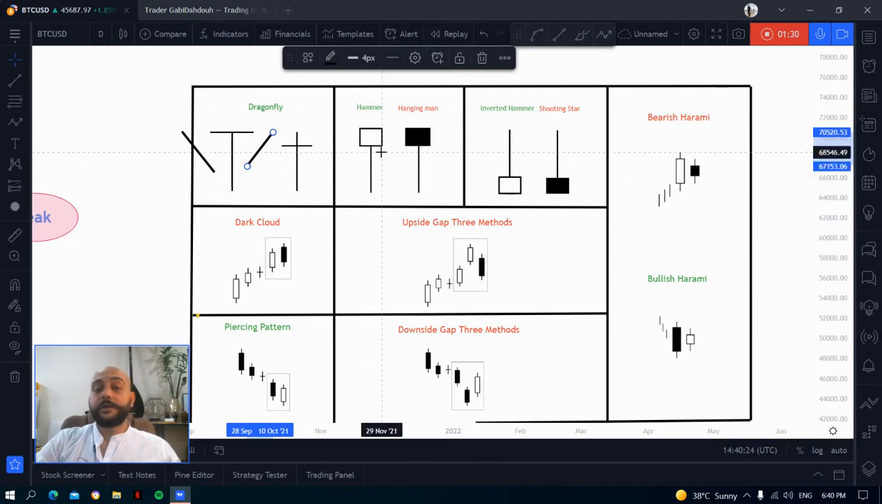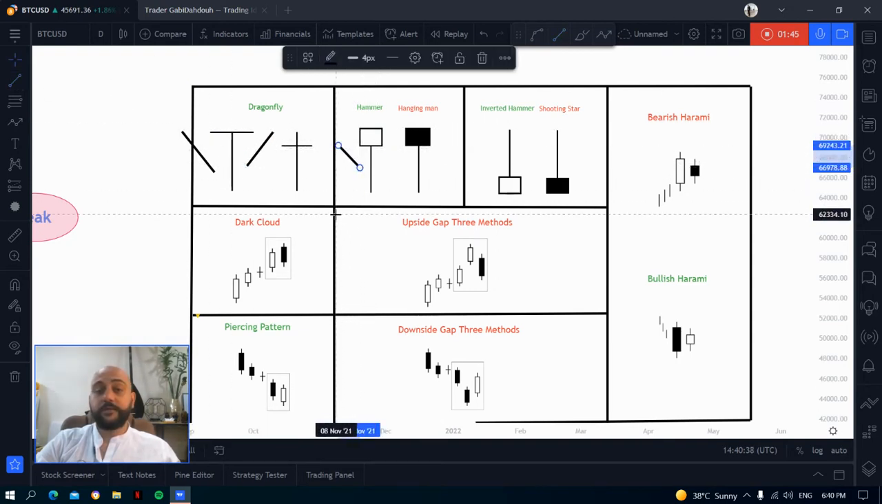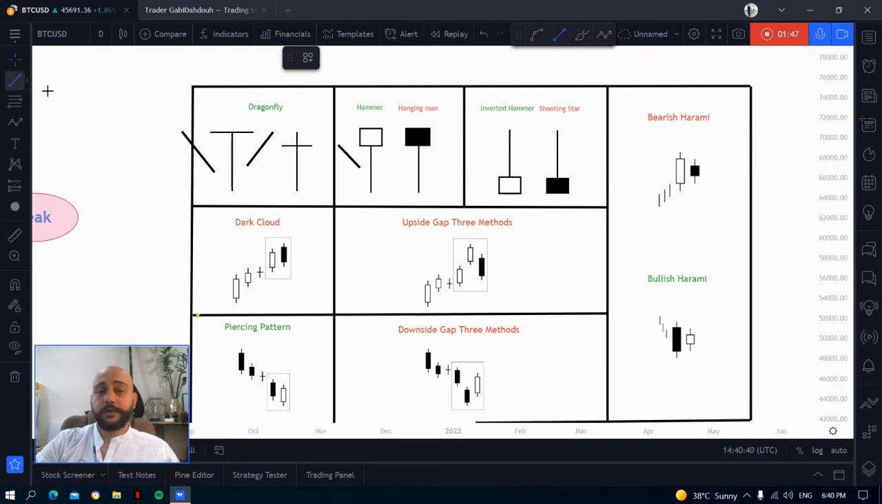Hammer is called a hammer because it represents a hammer. So, for example, this is the head, this is the handle, and it's a bullish sign. So, if you see green here, it means bullish. If you see red, it means it's bearish. So, it's the same as the dragonfly. The market is dropping down, and we see this pattern. It could indicate that the market is having a reversal and it's going to go back up.